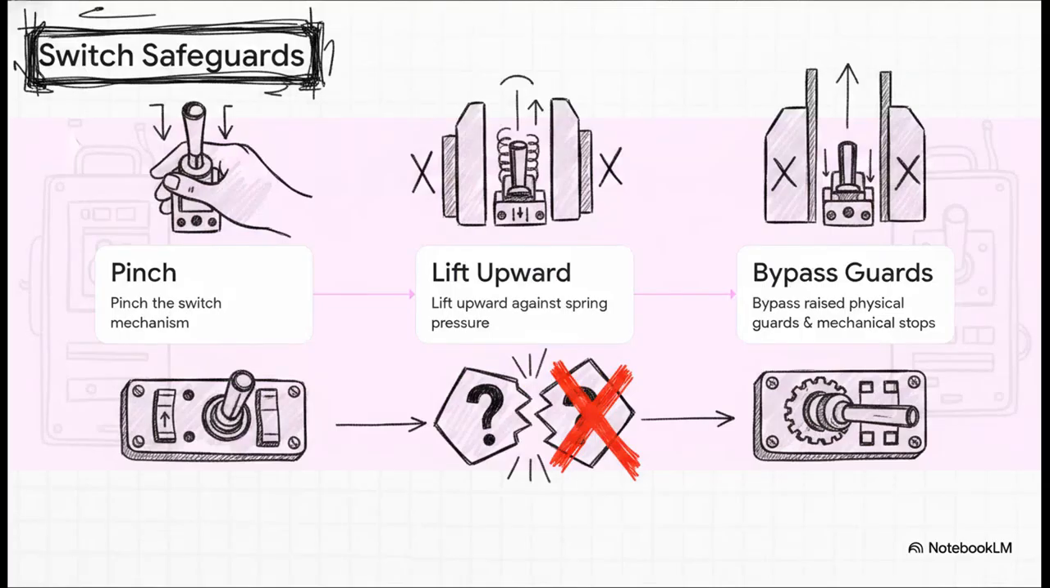All right, let's move to Theory 2, accidental activation. Could a pilot have just bumped them? Well, think about the physical safeguards for a second. To move these switches, you actually have to pinch them, pull them upward against really heavy spring pressure, and bypass both raised physical guards and mechanical base stops. An accidental bump might, in some freak 1 in a million scenario, move one switch, but accidentally triggering both switches through all those heavy safeguards within a 1-second gap of each other, that is mechanically and statistically almost impossible.